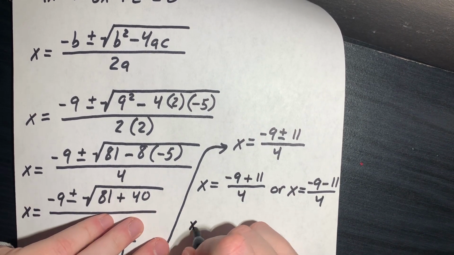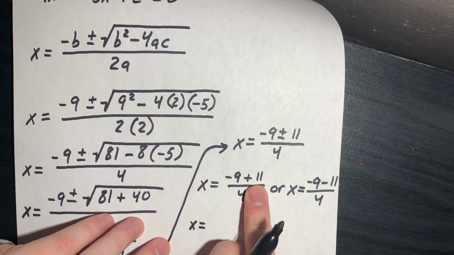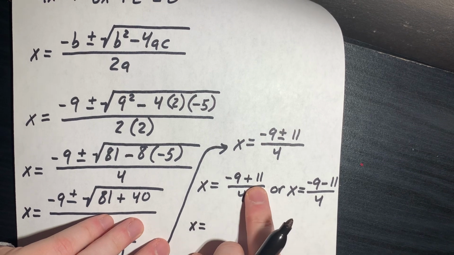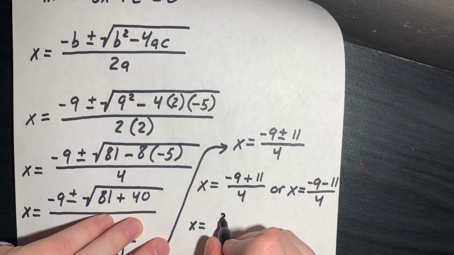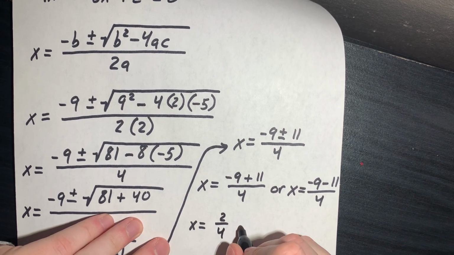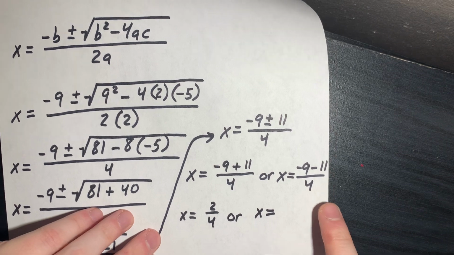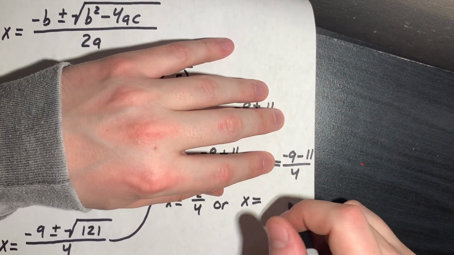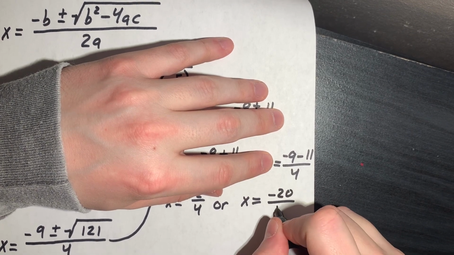So x equals negative 9 plus 11. Well, we know that 11 has the higher absolute value, so we'll have to subtract 9 from that. Since that will give us a positive number, then that will leave us with 2 over 4, or x equals, over here we've got a negative and a negative, so we simply add those. So it'll give us minus 20 all over 4.